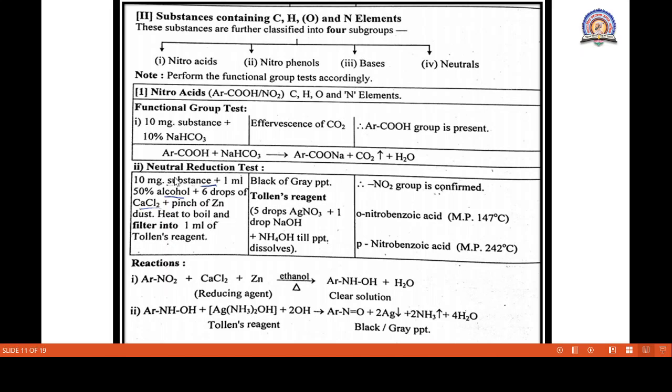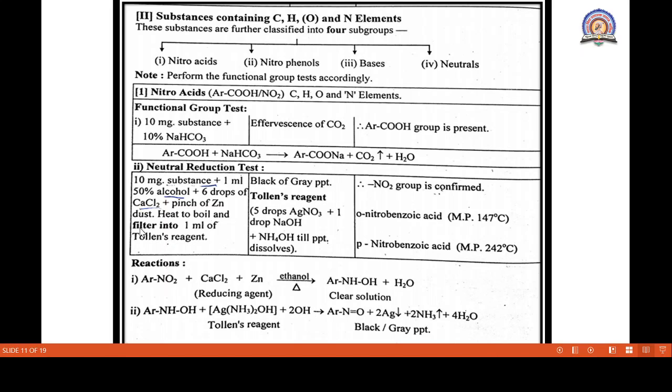Okay, then the neutral reduction test is performed. We take a very small amount of substance in a test tube. It is not necessary to measure it on the weighing balance. Randomly we take a small amount of substance in a test tube, 1 ml of 50% alcohol, 6 drops of CaCl2, a pinch of zinc dust, heat to boil and filter into 1 ml of Tollens reagent.